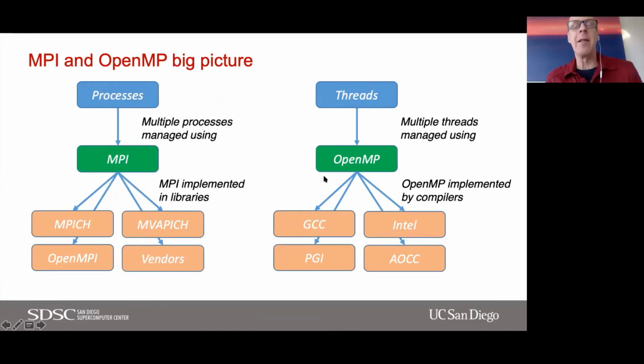Okay, so taking a look at the big picture for OpenMP and MPI. On the left-hand side, we're going to use MPI to manage multiple processes, and things like MPICH, MVAPICH, and OpenMPI are all implementations of MPI. So they all adhere to the MPI standard. They implement the API. On the right, we talk about threads. Multiple threads can be managed using OpenMP, and OpenMP is actually implemented by the compilers. Again, it could be GCC, Intel, PGI, AOCC, or others.